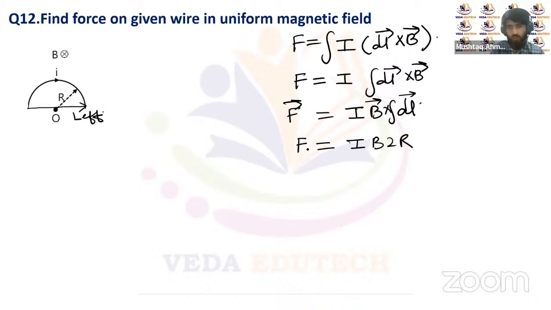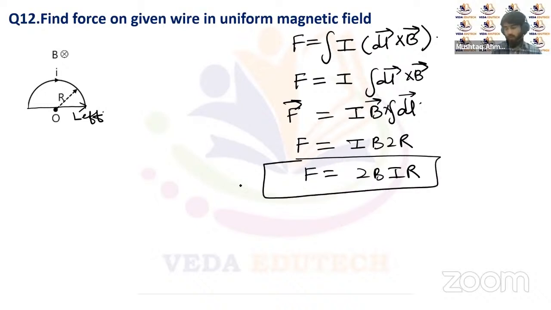The net force will be 2BIR. So this is the net effective force on a current carrying semicircular wire because of this magnetic field. For any current carrying system, the magnetic force is the integral of I dl cross B. So this is how we find the magnetic force on a current carrying wire.